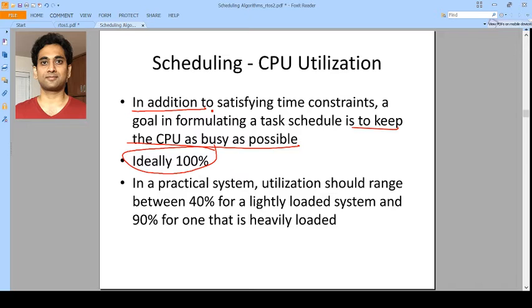Ideally, given that the CPU is an extremely valuable resource, CPU time is of the essence. We want to keep the CPU busy 100% of the time. But in practical systems, system utilization is 40% for a lightly loaded system and 90% CPU utilization for a heavily loaded system.